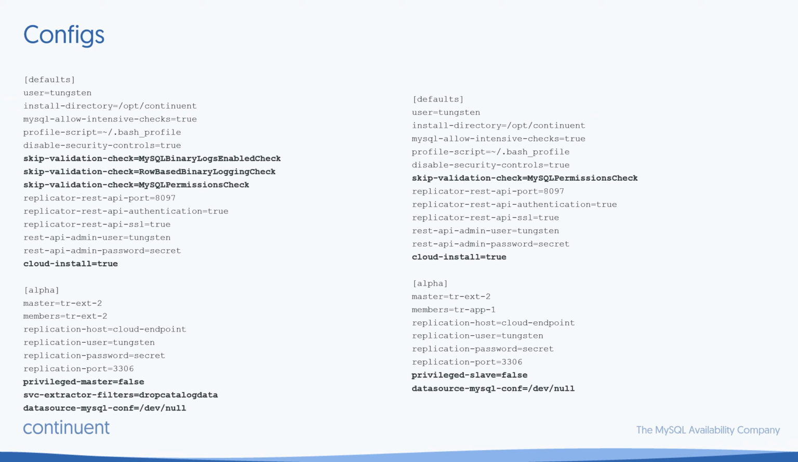In terms of the applier, we have a skip validation check there again, for the same reasons as the extractor. And we also have the cloud install. Then in the service section, we have the privilege slave faults and the data source MySQL conf set to dev null. The privilege slave faults here again tells the applier that we don't have super user privileges, therefore we can't disable binary logging, so it enables the various checks to make sure that doesn't happen. And that's it. That's all the difference that's required when replicating from or to a cloud install of MySQL.